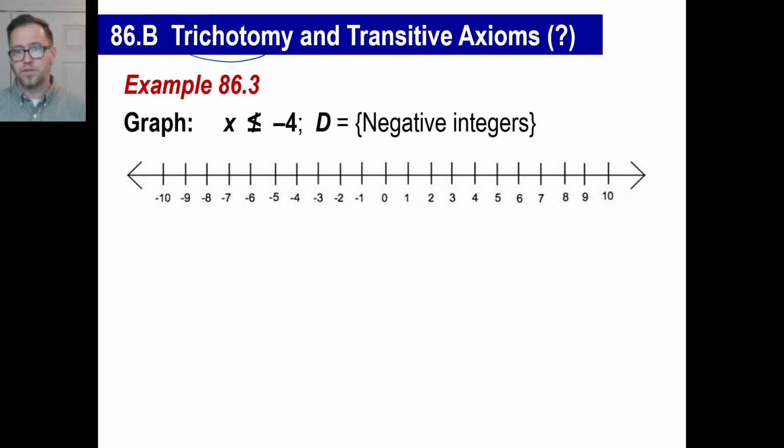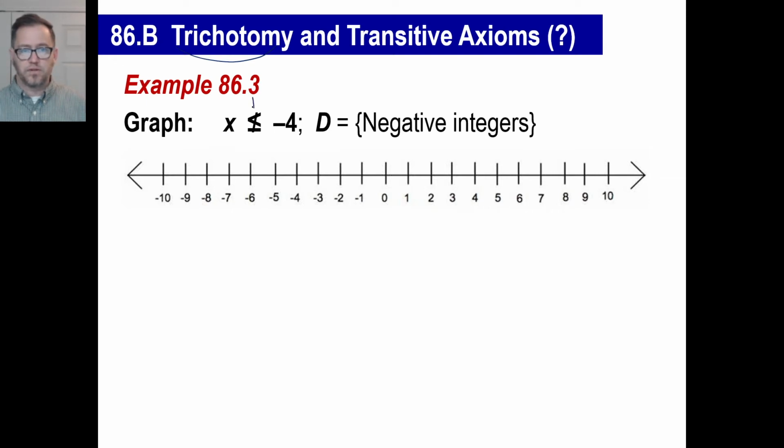Okay. The transitive axiom basically says something like, if A is greater than B and B is greater than C, then A is also greater than C. We'll talk more about that later. But for now, let's look at the three possibilities one. This is the trichotomy one.